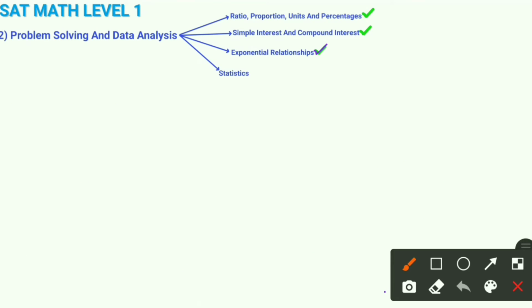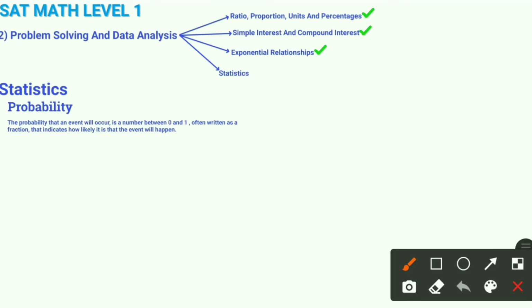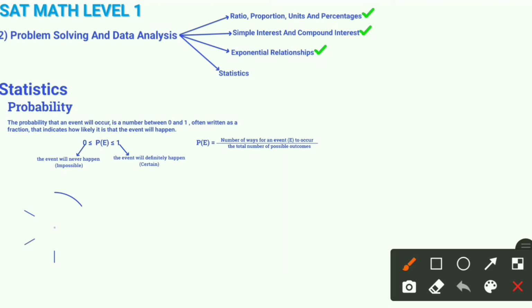Okay, so we have done topic 3, exponential relationship, and now we're going to move to topic 4. So let's begin. Probability. The probability that an event will occur is a number between 0 and 1, often written as a fraction, that indicates how likely it is that the event will happen. 0 means the event will never happen, and 1 means the event will definitely happen. This is how you take the probability: number of ways for the event to occur divided by the total number of possible outcomes.